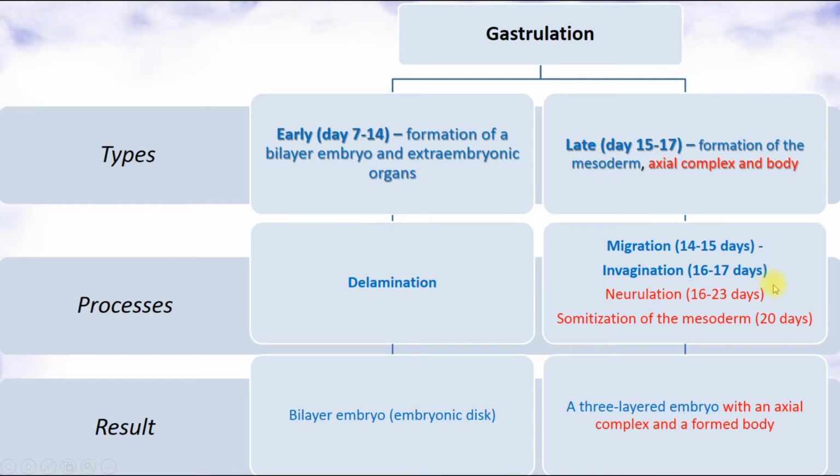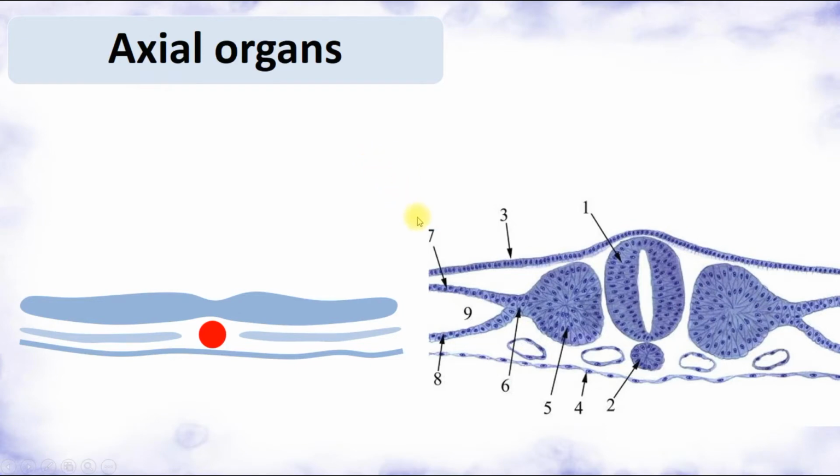And the next stages will be neurulation and somatization of mesoderm, which will form the axial complex of the embryo. Let's look at what will happen. So here we can see ectoderm, endoderm, and between them there is mesoderm and notochord. Also there are some other structures, some organs which are called axial organs. They are notochord, and it's the first axial organ.